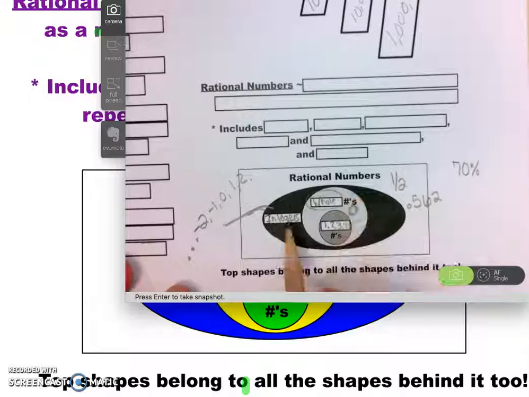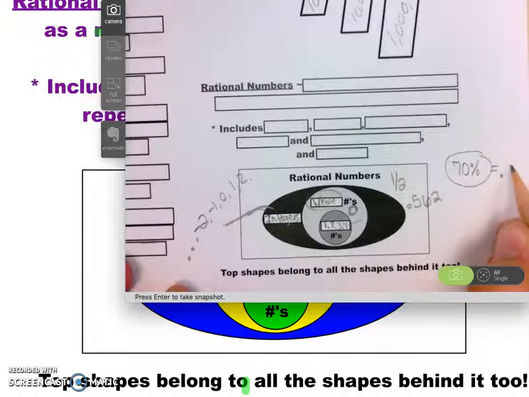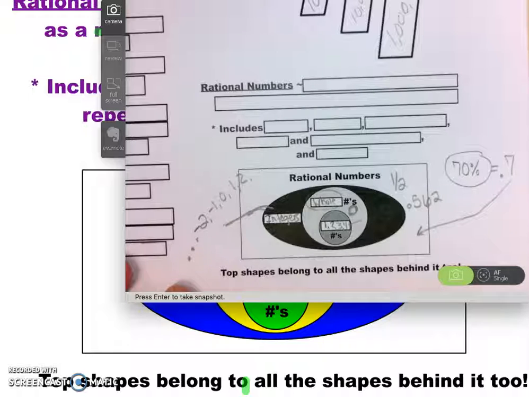So it can't be any of these: integers, whole numbers, or natural numbers. So it's actually, and I don't know if you guys have talked about this before, as a decimal, 0.7. That is going to go in here. It's part of a whole. So any number that is not a whole number, like a fraction, a decimal, or a repeating decimal, that's just going to be defined as rational.